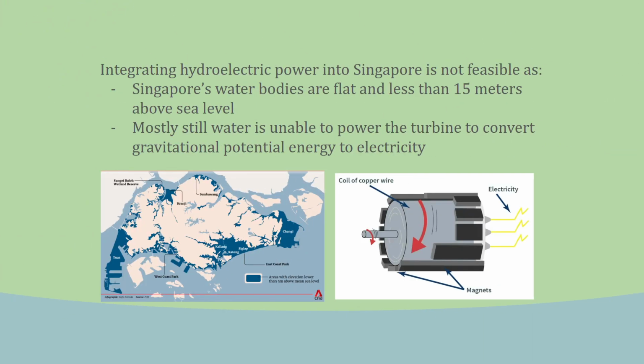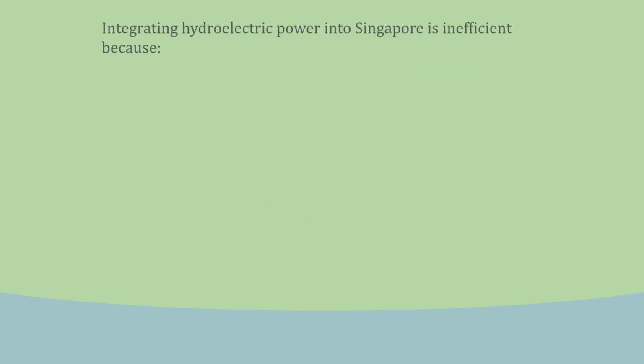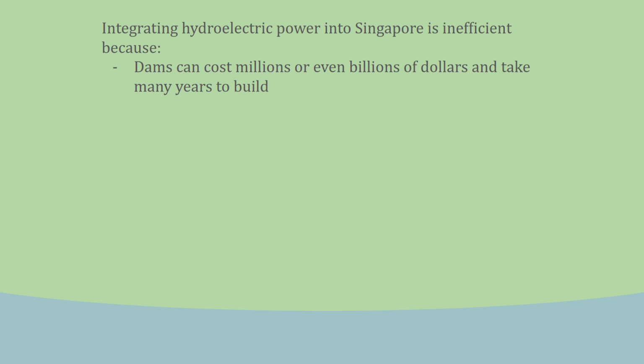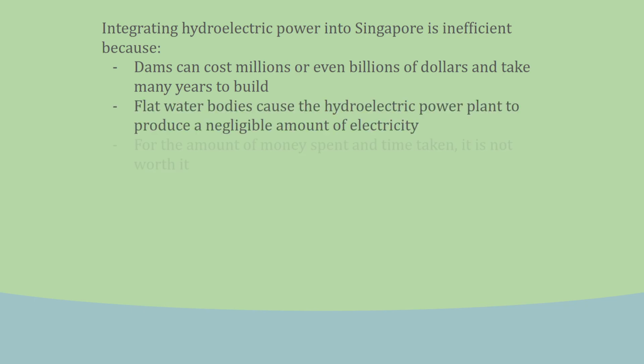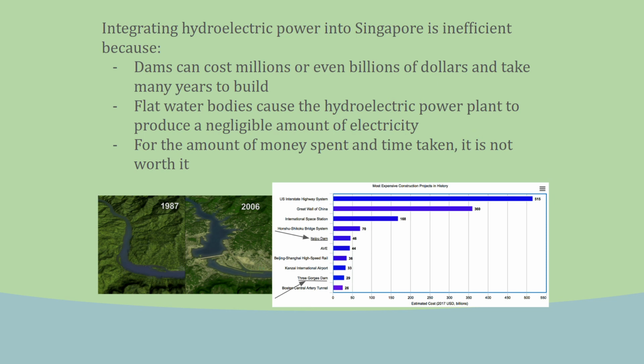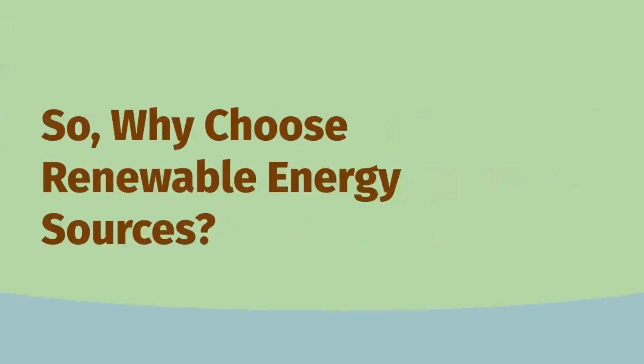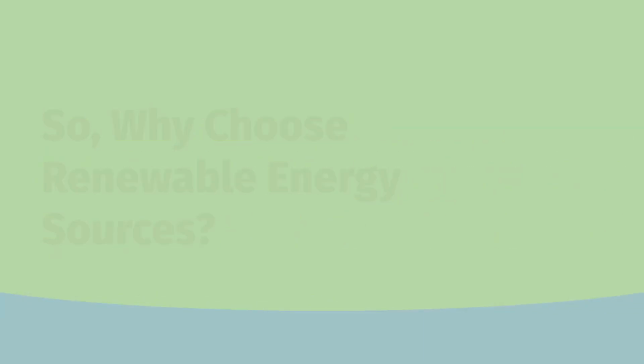Integrating hydroelectric power in Singapore is not feasible, as Singapore's water bodies are flat and less than 50 meters above sea level. This mostly still water cannot turn the turbine to power the generator effectively, so little to no electricity is produced. Integrating hydroelectric power is also not efficient because hydroelectric dams can cost millions or even billions of dollars and many years to build, as shown in the diagrams below. This, combined with the production of negligible to no amount of electricity, hence makes hydroelectric dams not worth building.